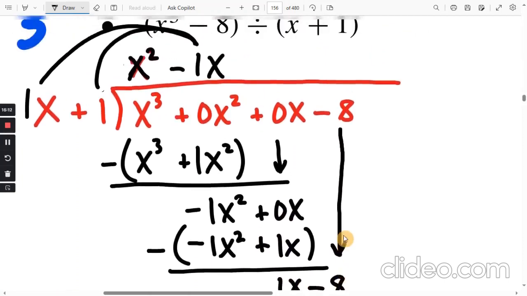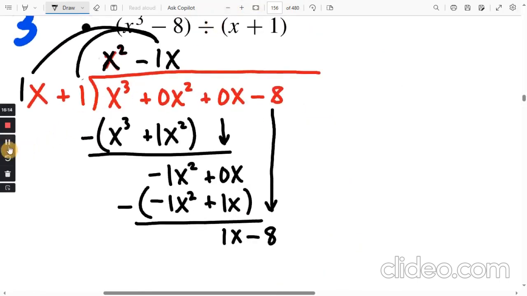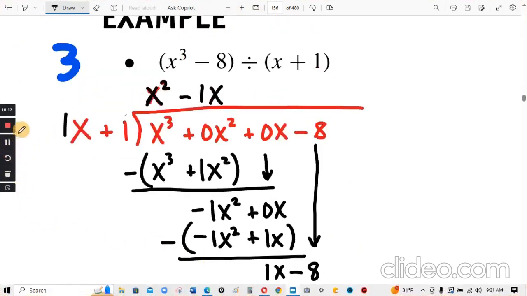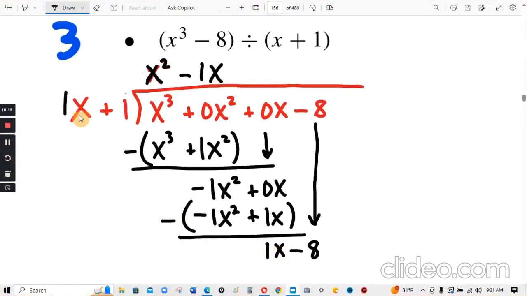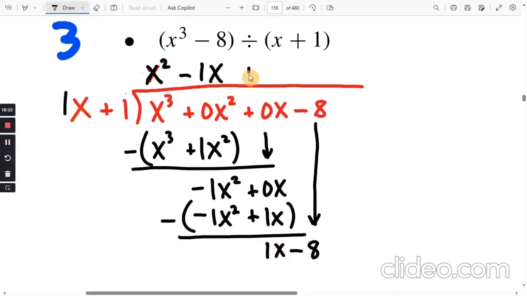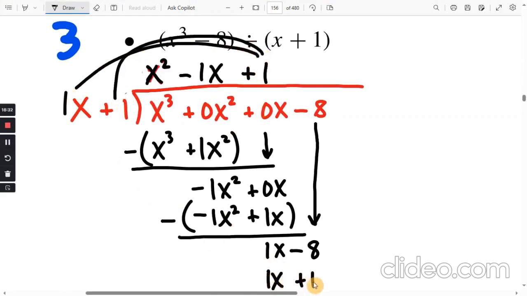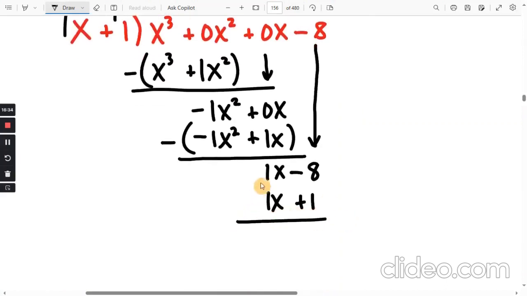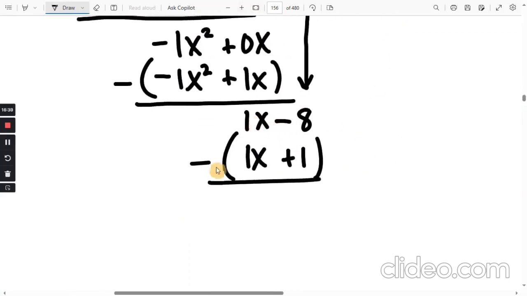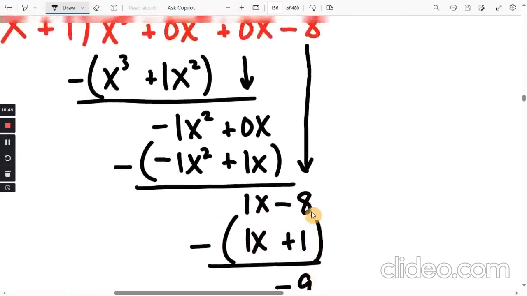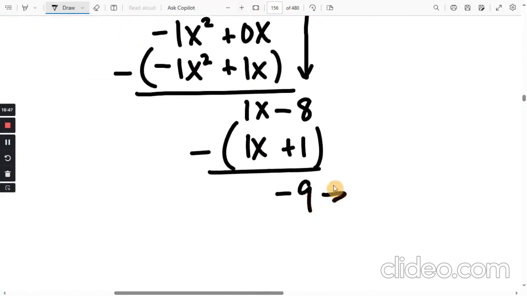So let's see. 1x divided by 1x, that's just 1, positive 1. Distributing, 1 times 1x is just 1x, or x. And 1 times positive 1 is positive 1. Subtracting, 1x minus 1x is 0. Negative 8 minus 1 is negative 9. Nothing left to bring down, so that is your remainder.